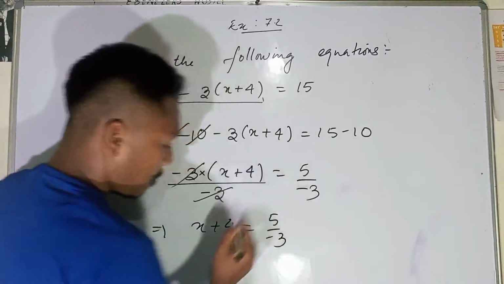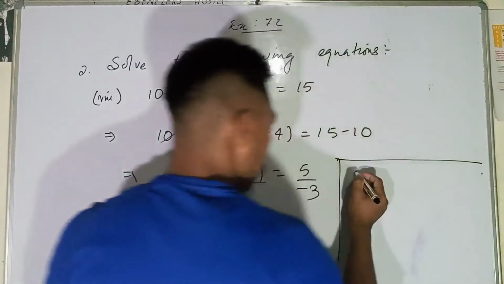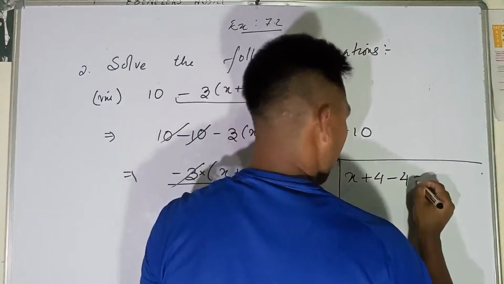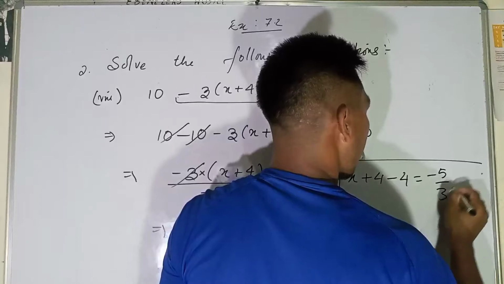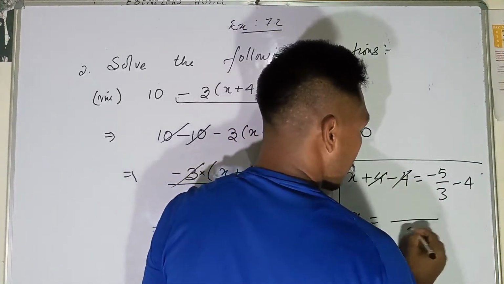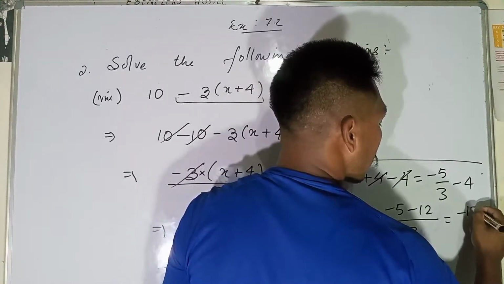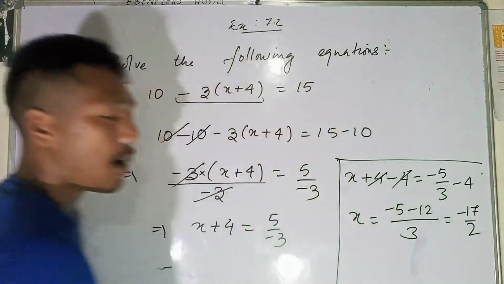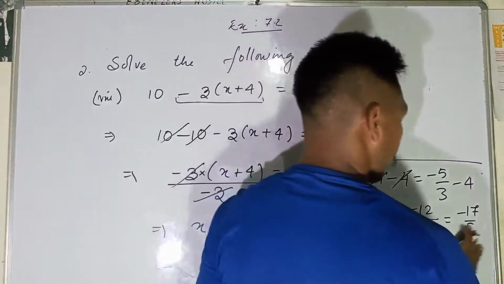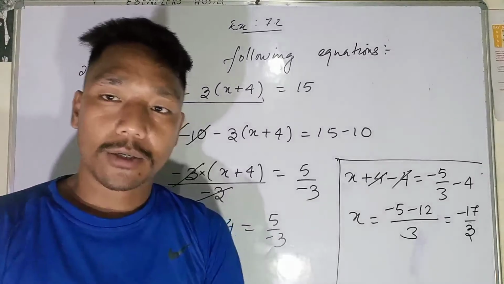Now plus 4, if I want to remove it, I think you can easily understand. So plus 4, what shall I do? X plus 4, I have to subtract 4. Then it means minus 5 by 3 minus 4. So 4 and 4 get cancelled. LCM is 3. That means minus 5, 4 threes are 12. What is the answer? Minus 17 by 3. Our answer is minus 17 by 3. I think you're clear about this one. Okay? Clear?